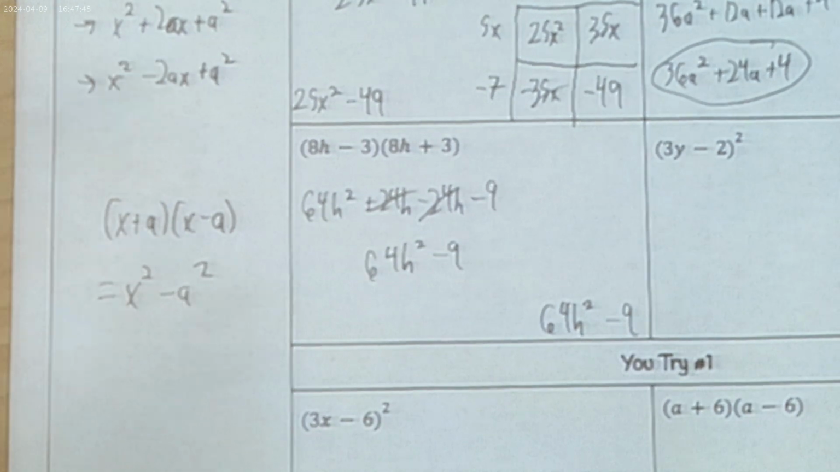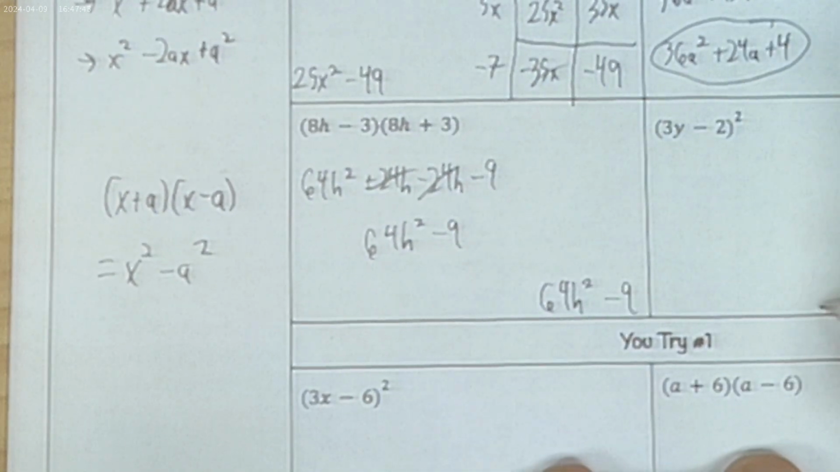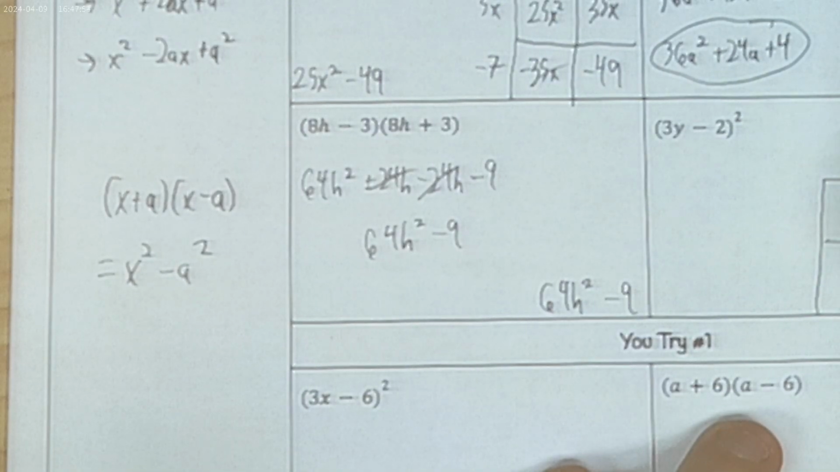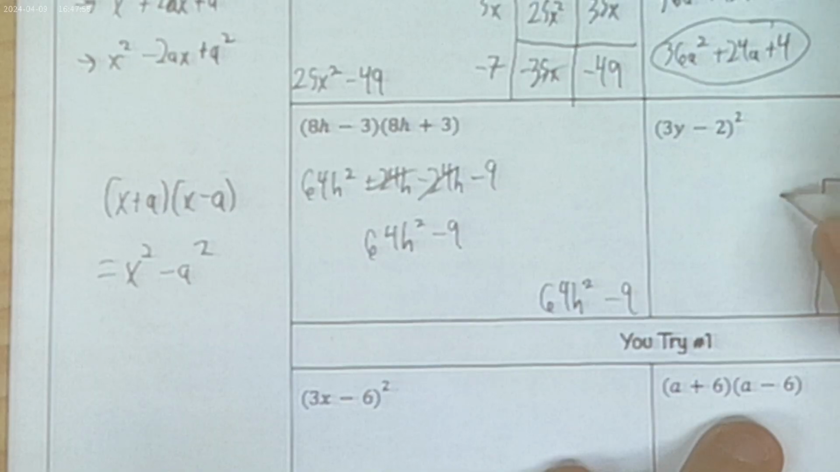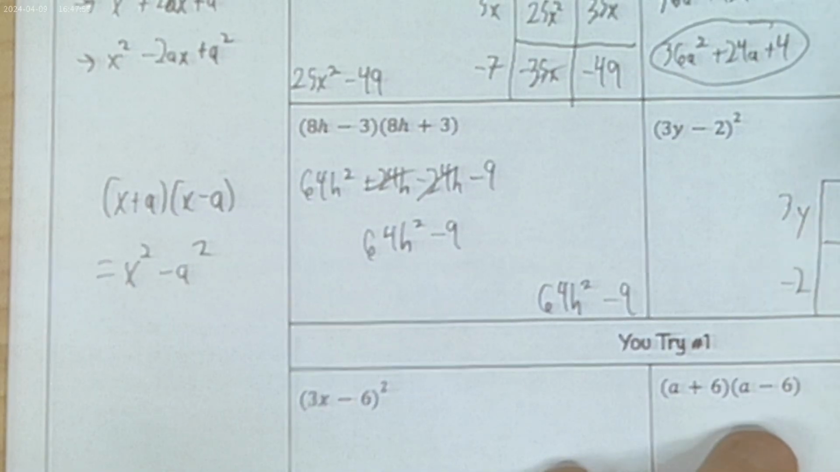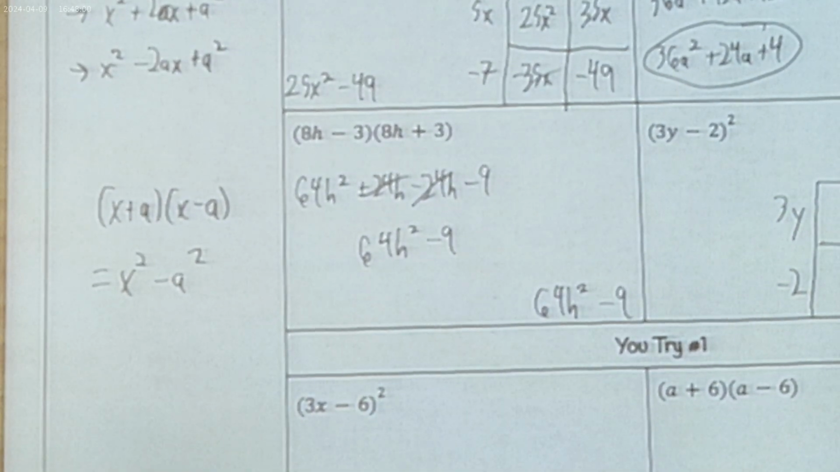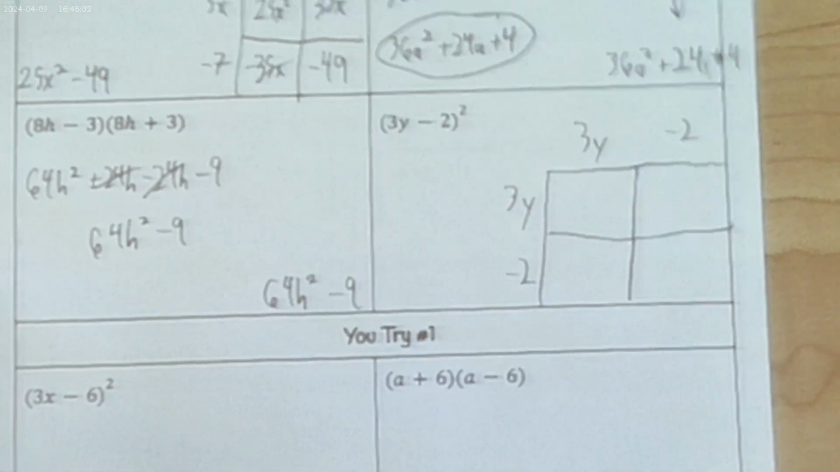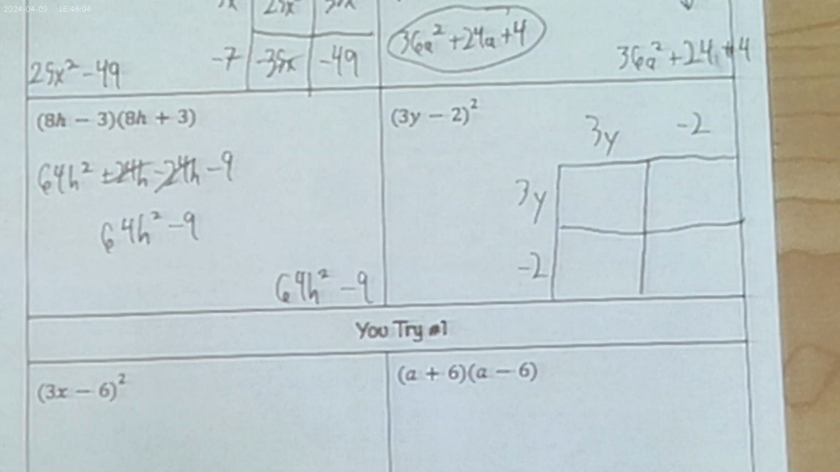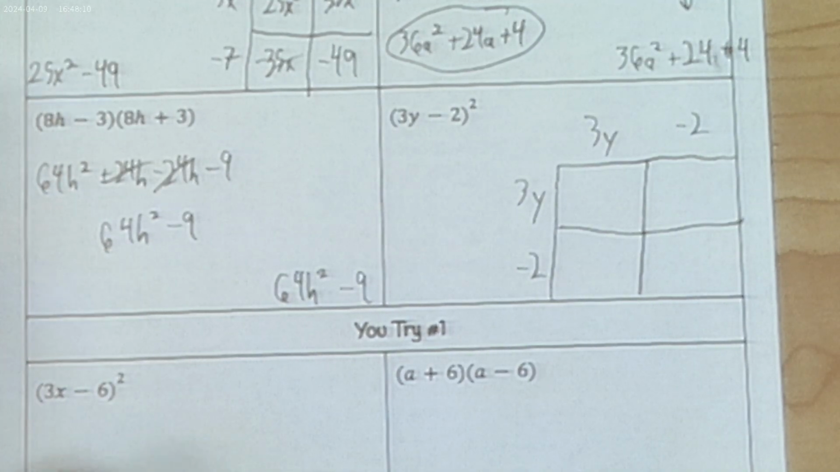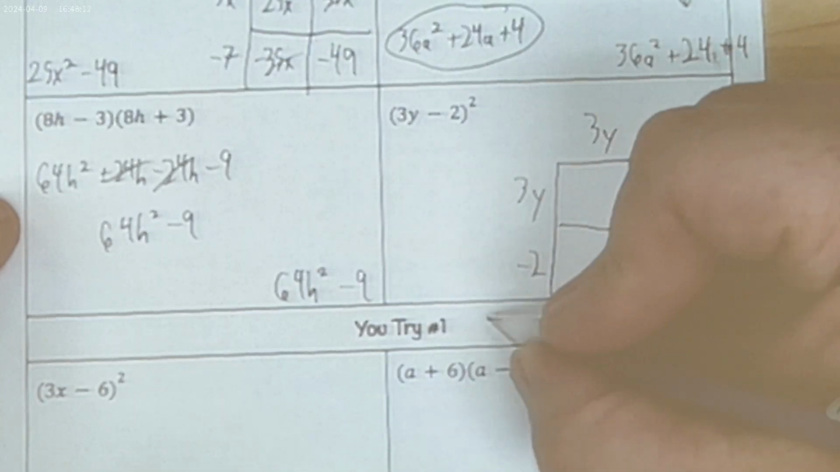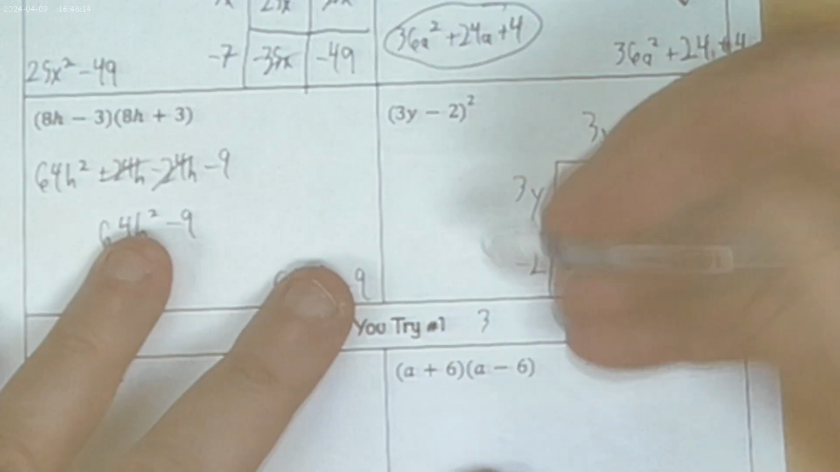All right. Last one. I'm going to use the box for this one. I haven't used the box in a while. May as well. So 3y negative 2, 3y negative 2. Before I use the box method, I'm going to try to use the shortcut methods and not throw myself off. So it's going to be x squared. So that's going to be 3. So it's 9y squared.